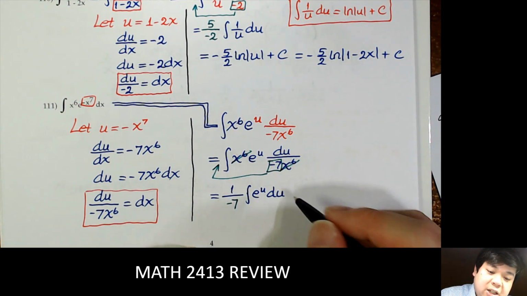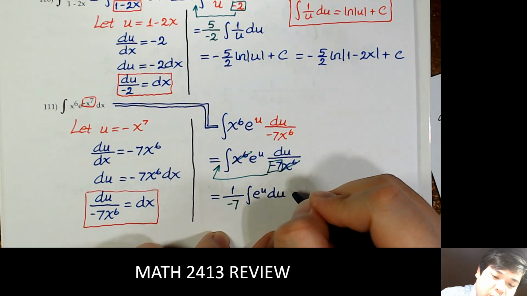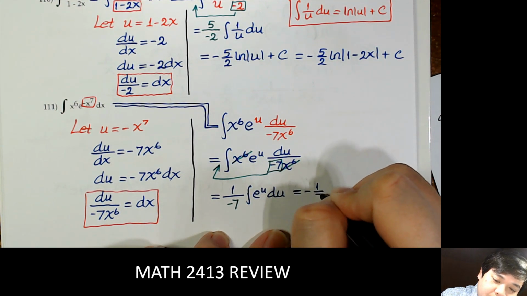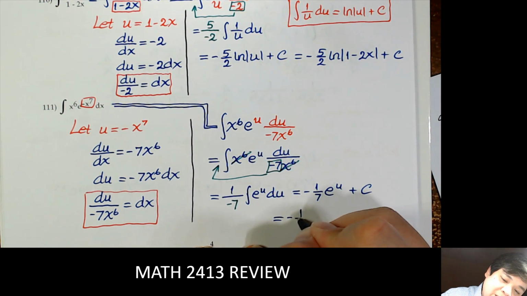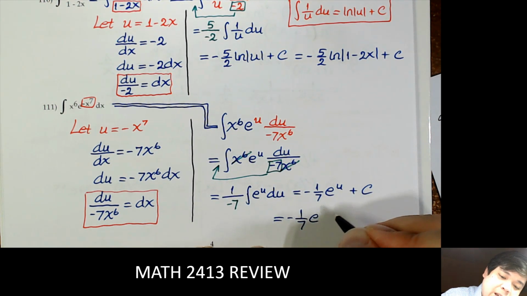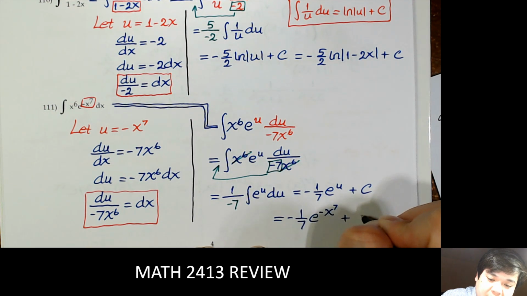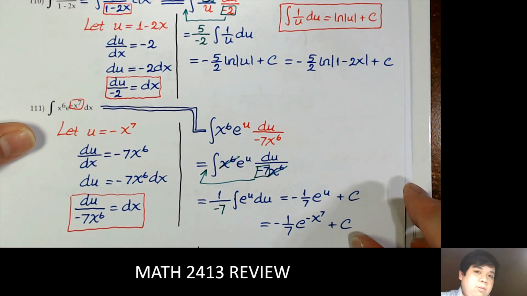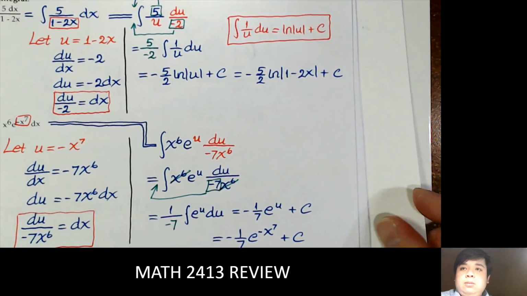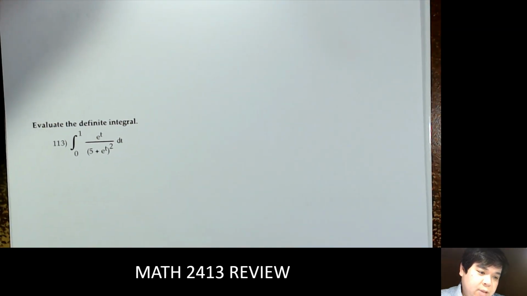Integral of that is easy. The derivative and integral of e to the u is just e to the u, except for the integral there was plus c. And then u is negative x to the 7, plus c. Right, so that's what we have. There are more.